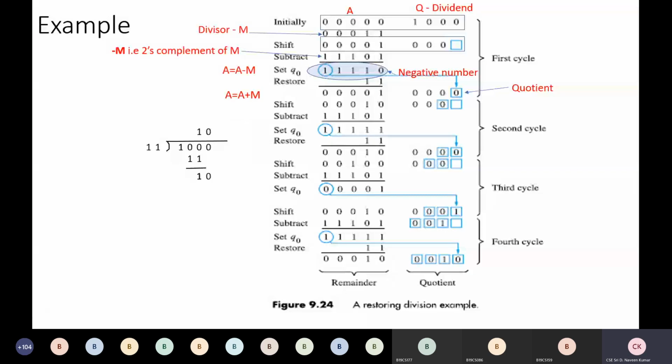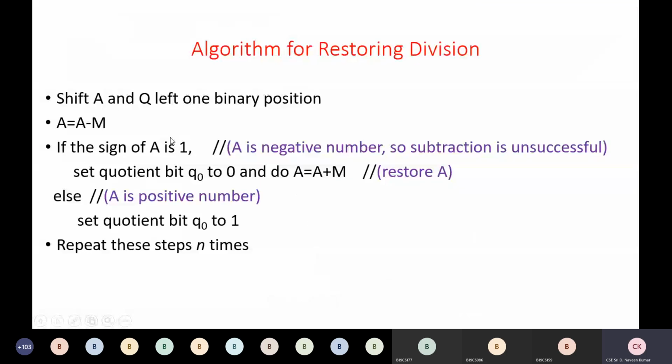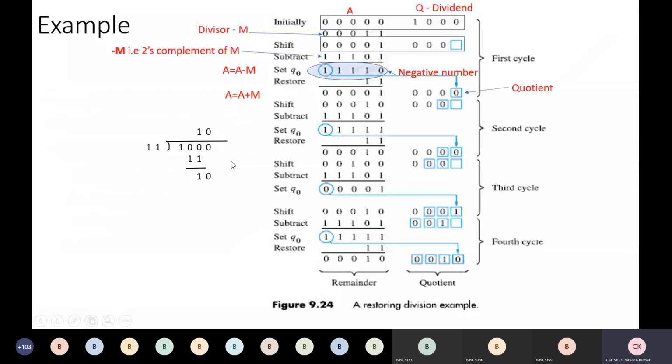In binary format you can see how it happens. This is an example taken in binary format. I'm trying to divide 8, which is 1 0 0 0, with 3, which is 11, and checking that this is the remainder and this is the quotient. The quotient is 1 0, and the remainder is also 1 0. This is the format as per the algorithm specified. As per this flow chart, these are the steps, taken only in binary format.